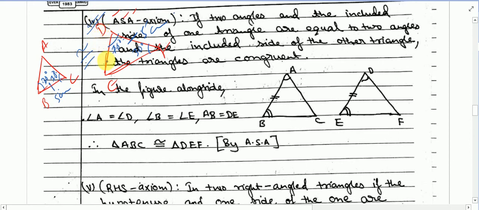So altogether we have got 5 conditions. If you see that the given triangles are satisfying any one of them, then you can easily say they are congruent.